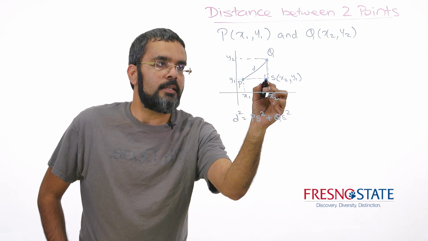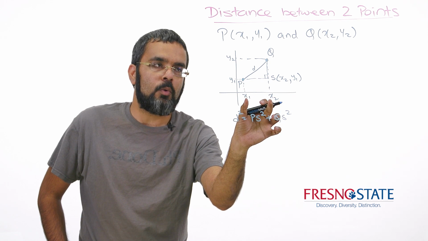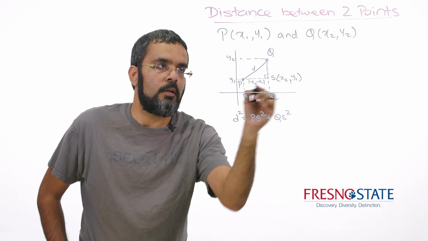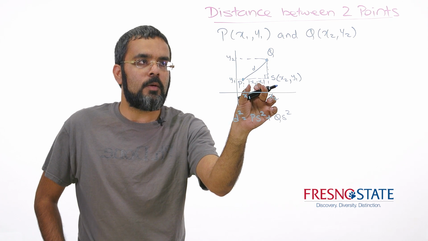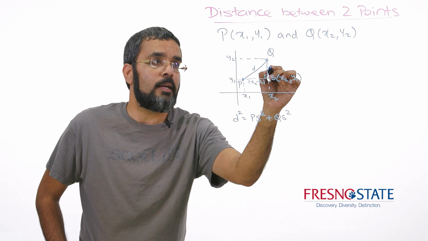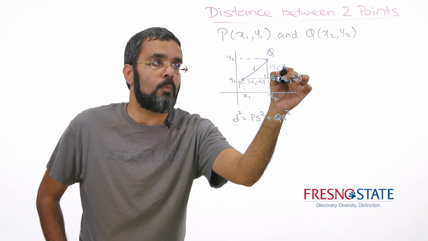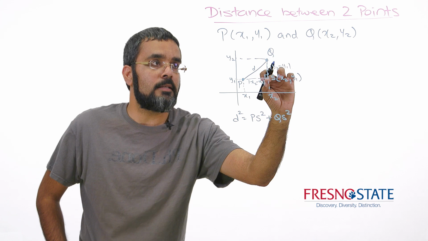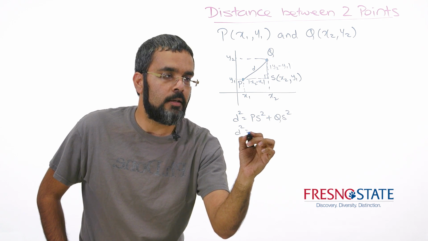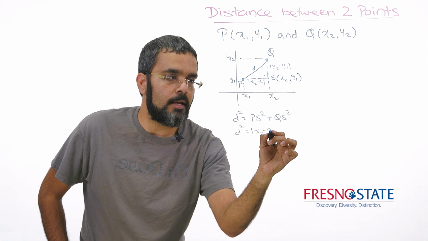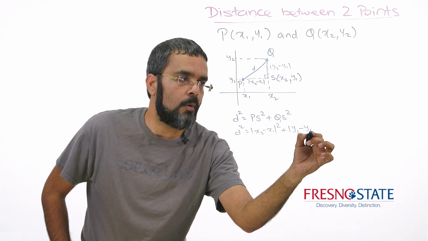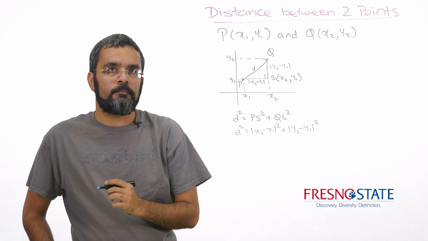This distance here is really the difference between the x coordinates, so we can write this as the absolute value of x2 minus x1. The reason I put it in absolute value is because I want to make sure that it's a distance and so it's not negative. In the same way we can write this as the absolute value of y2 minus y1, because this distance is the change in the y coordinates. So then we have d squared equals |x2 minus x1| squared plus |y2 minus y1| squared.